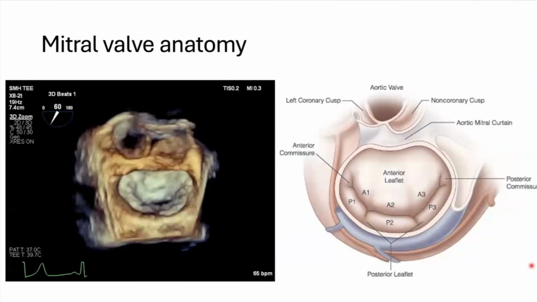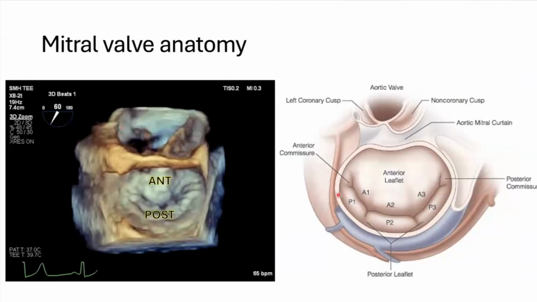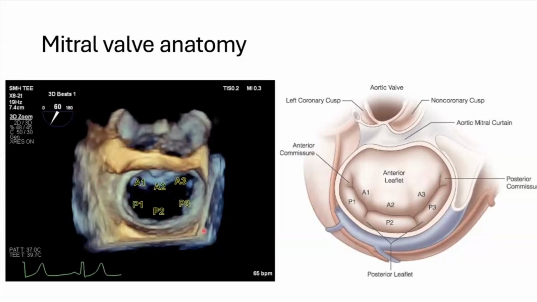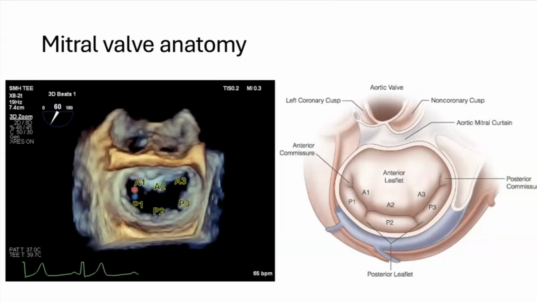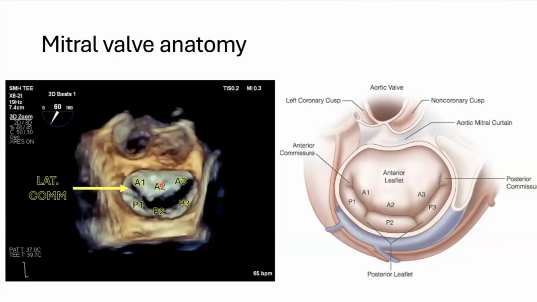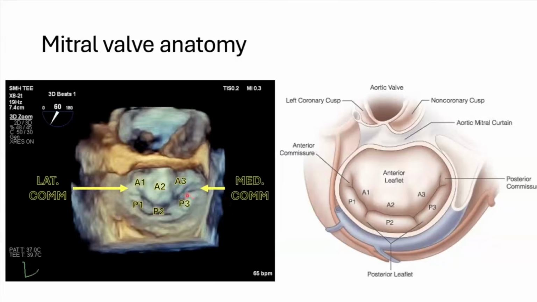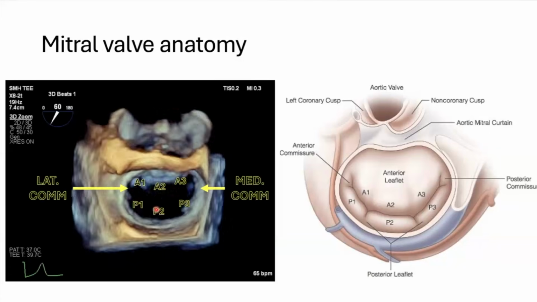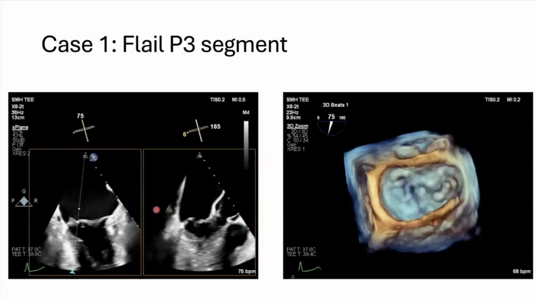And just to review the mitral valve anatomy, there's two leaflets, the anterior leaflet closest to the aorta and then the posterior leaflet opposite to it. Each of the leaflets has three segments. The ones are more lateral, the threes are more medial, and then in the middle are the twos, the A2 and P2.